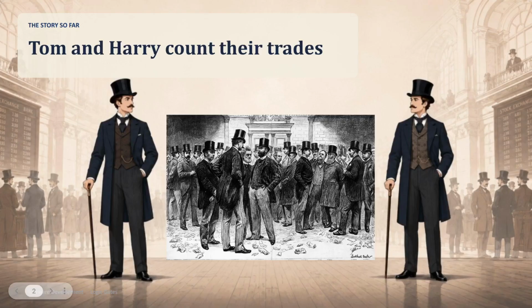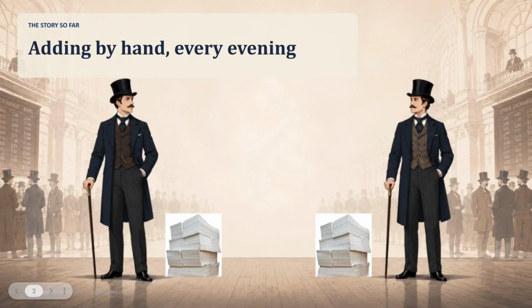Tom and Harry are engineers who also trade at the stock exchange. Every day they count their winning trades, their income. Expenses can wait. Each evening they add up the daily trades by hand, column by column, in their journals. They'd already built a device to send information, so why not build one to do the counting too?